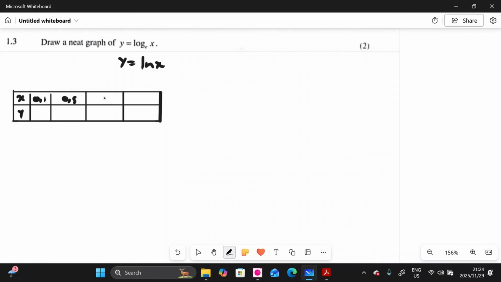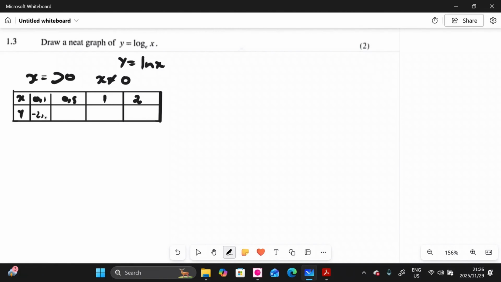I'm going to start by putting 0.1, 0.5, 1, and 2. Guys, these values that I put here on x, as long as they are positive, they are fine. As long as x is greater than 0, that's good. Please do not put x that is less than 0. You can put an x that is greater than 0. x cannot be equal to 0 on this one. Let's put this on a calculator.